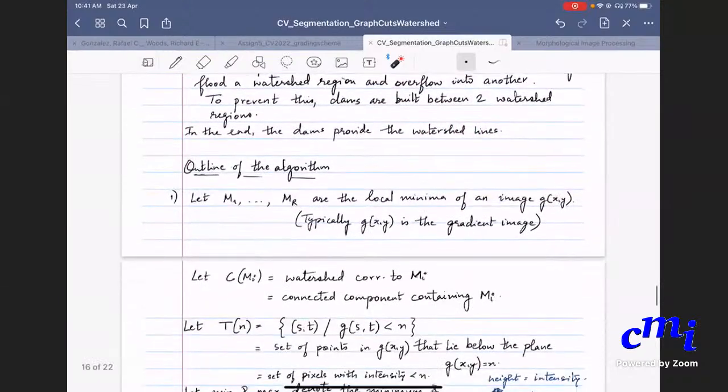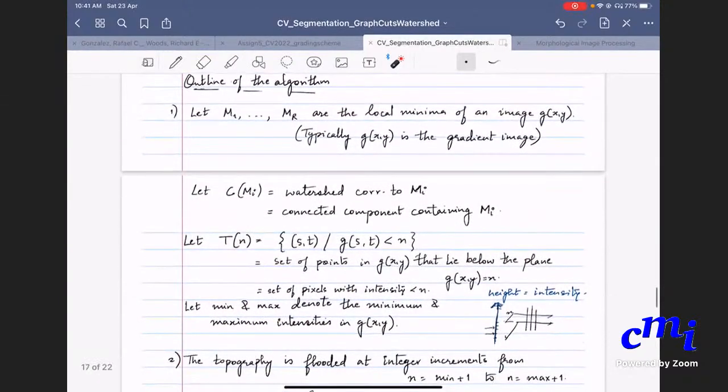Okay. So the outline of the algorithm is as follows. You take M1 up to MR, suppose, being the local minima of an image. Okay. So typically, as I said earlier, this image is going to be the gradient image. I hope you remember what the gradient image is.